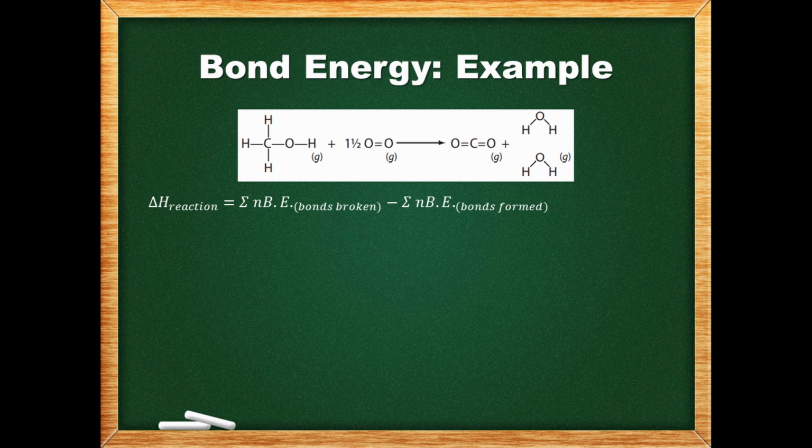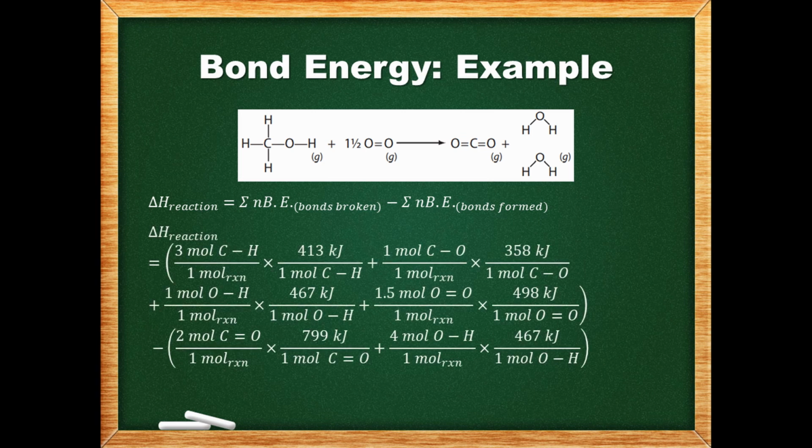The bond energies aren't given in the question, so we will need to get them off of the table. We will multiply the bond energies for each bond type by the number of that type of bond. We will treat this reaction as if all the bonds on the left side were broken and all the bonds on the right were formed, but we don't always have to do this. 3 carbon-hydrogen bonds, 1 carbon-oxygen bond, 1 oxygen-hydrogen bond, and 1.5 oxygen-oxygen double bonds are broken. We add these bond energies and subtract the bond energies of the 2 carbon-oxygen double bonds and 4 oxygen-hydrogen bonds that are formed, giving us our final answer.